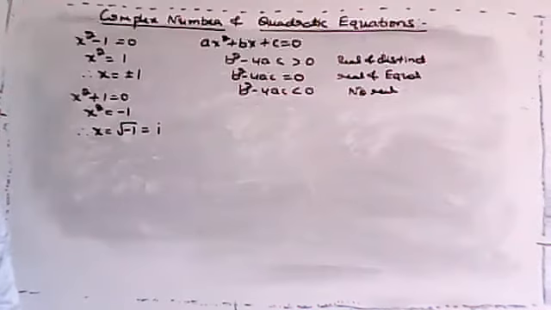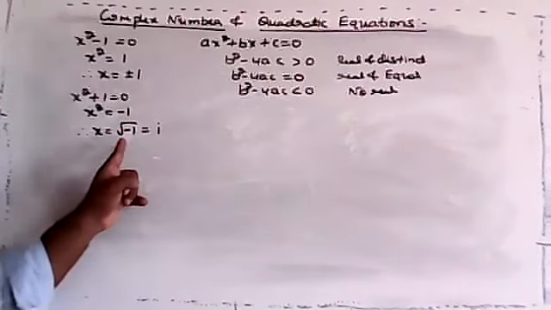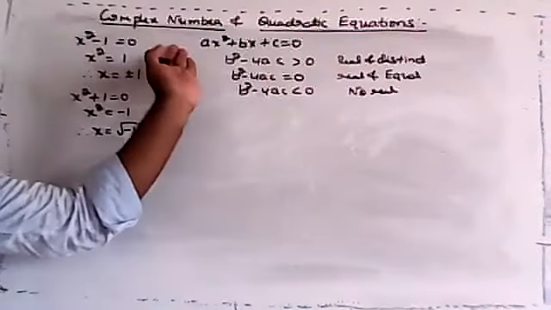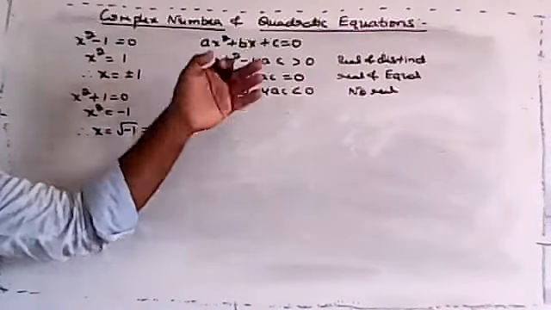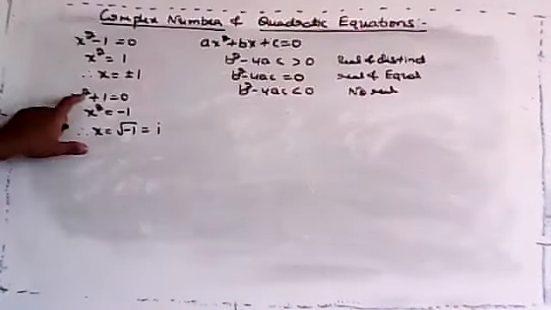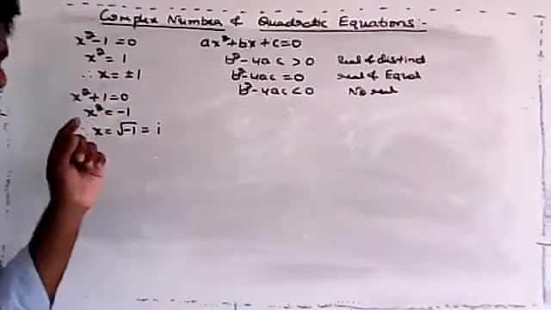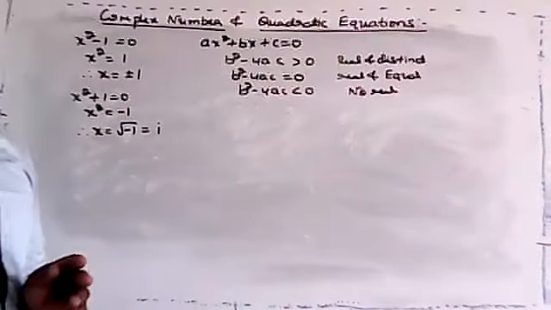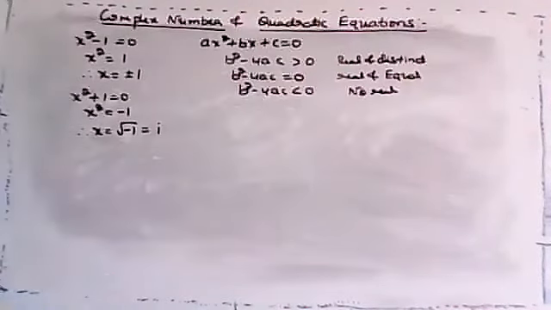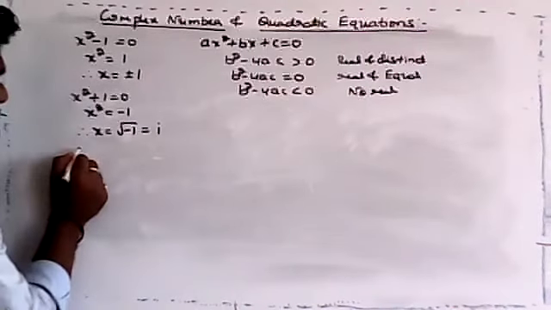So root of minus 1 means i. Remember that one. On the basis of this, we are going for complex numbers here. Let's study the complex number. I have taken the example x square plus 1 equal to 0, x square equal to minus 1. As we know, the square of a real number is positive only, but here it is negative, so x equal to root of minus 1, which is i.